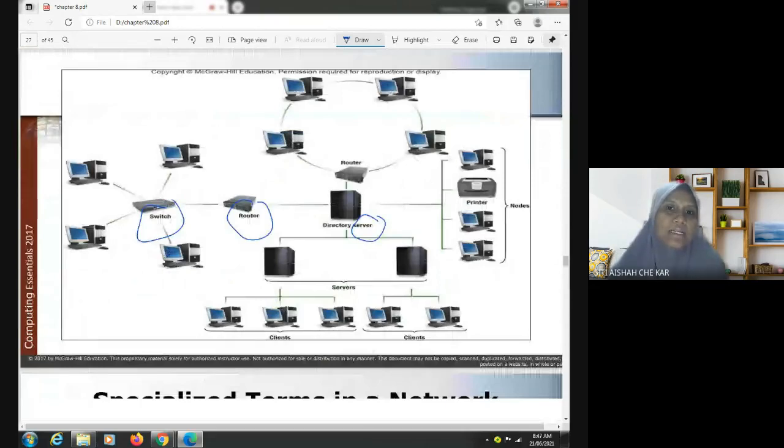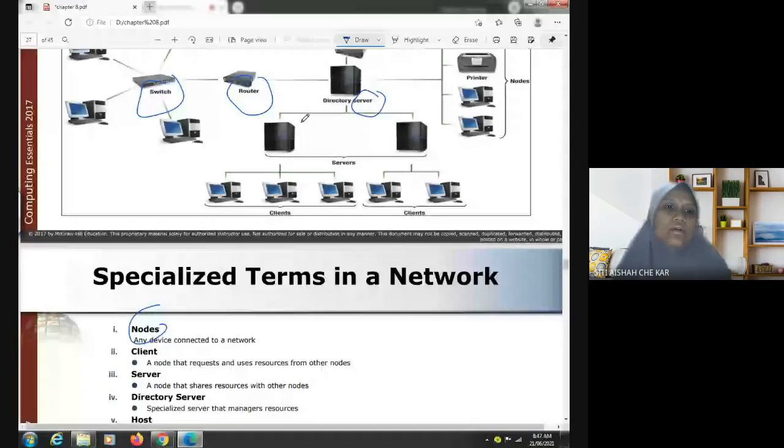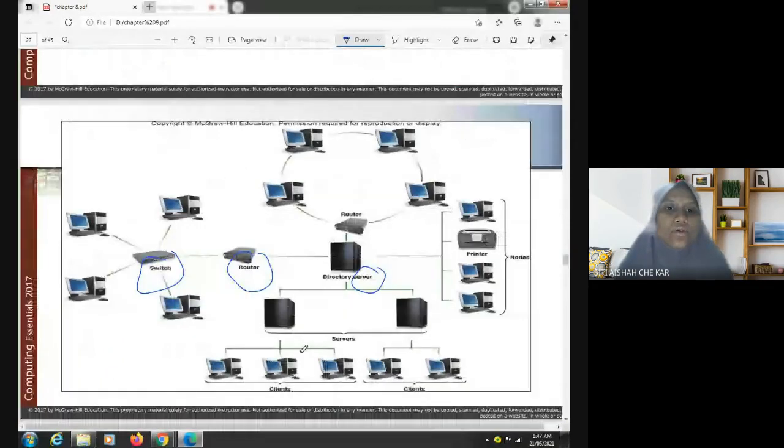Okay, this is a specialized term in a network. Kita pergi sini lah secara general. Okay, any device connected to a network, for example in this figure, semua adalah node. Node. Semua kita panggil node lah. So any device connected to a network, we can consider it a node, one node.